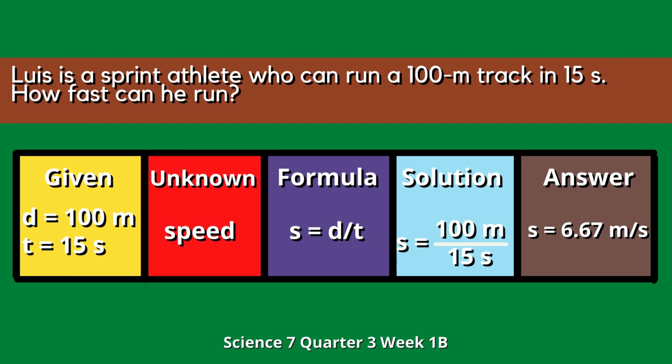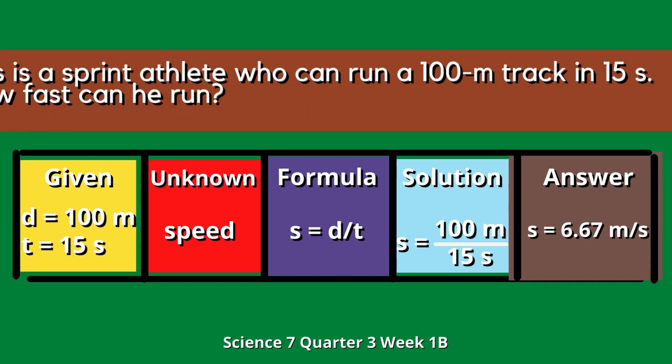Given, distance is equal to 100 meters. Time, 15 seconds. Unknown is the speed. Formula, speed is equal to distance divided by time. Solution, speed is equal to 100 meters divided by 15 seconds. Final answer, speed is equal to 6.67 meters per second.